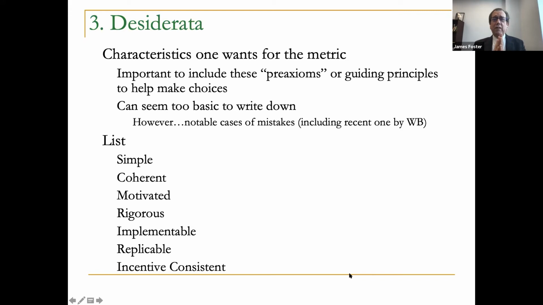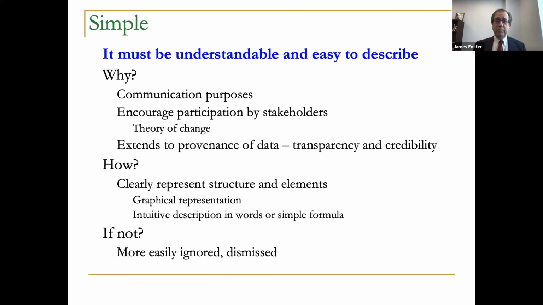So here's the list, which you can compare to the kind of MPI list that we've used before. It's a little different. I'll just go through it, and then we'll go through what it means in this context. Simple, coherent, motivated, rigorous, implementable, replicable, incentive consistent. Wow. All right, let's go through each.